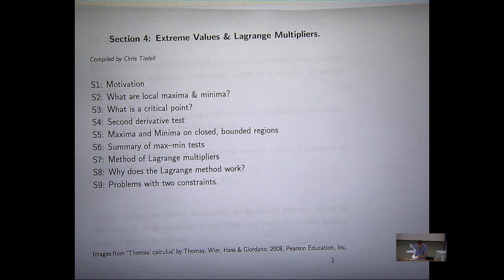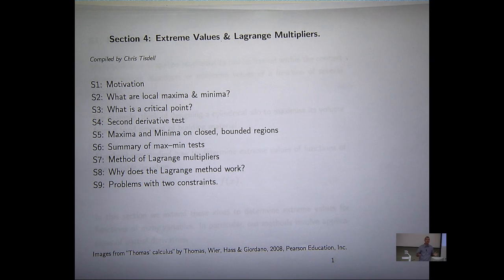Extreme values. So in sports, you have extreme sports. In mathematics, we have extreme values. Now, there's two parts to this section. The first part is extreme values, and the second part is Lagrange multipliers.